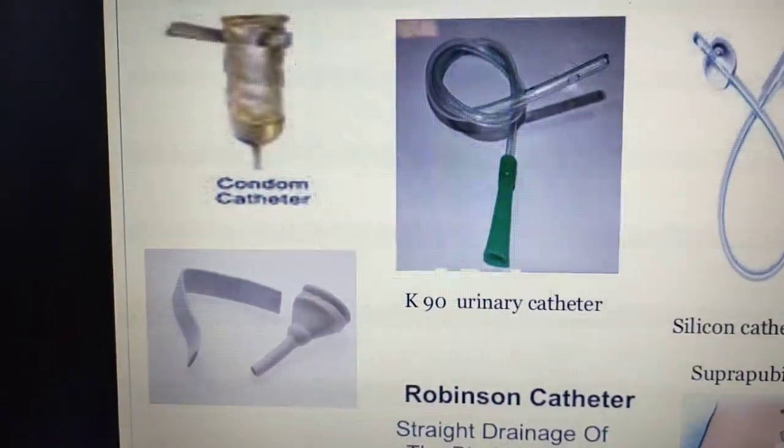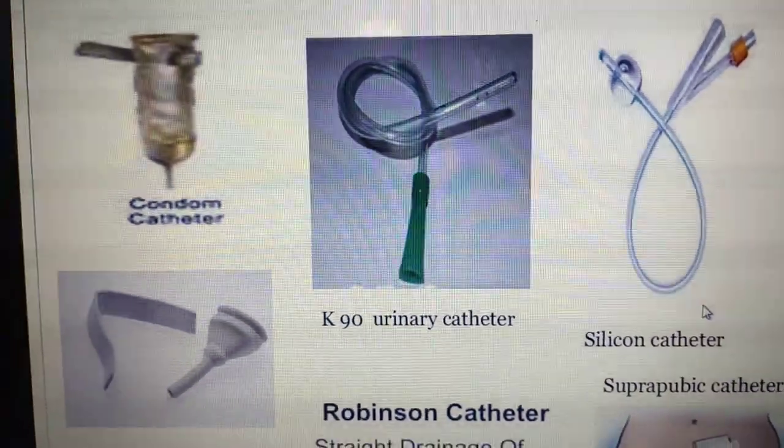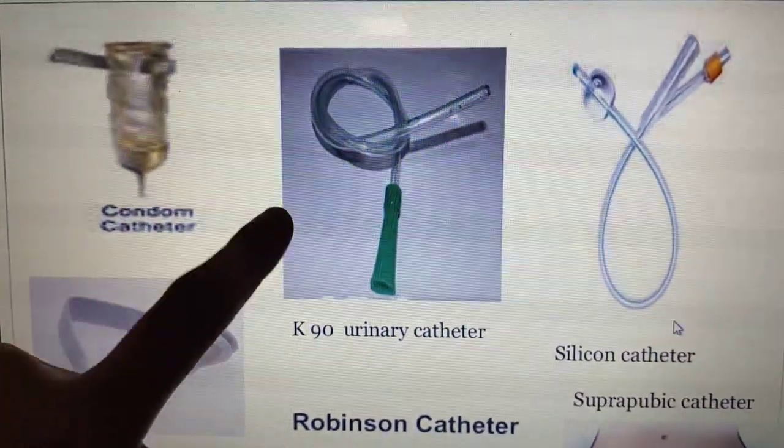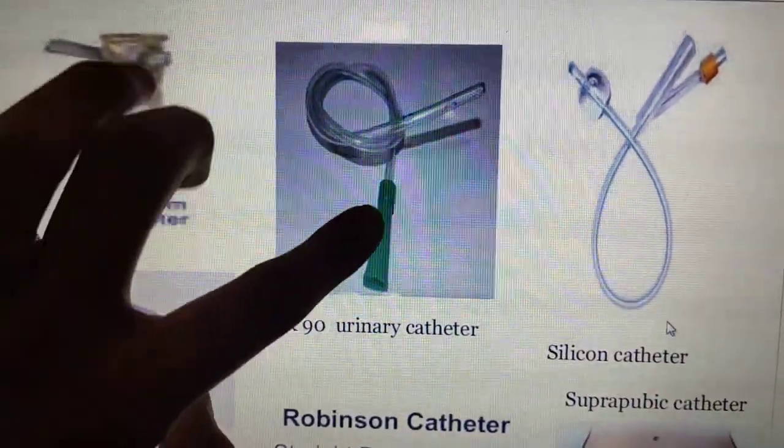And this is the condom catheter. Then the K90 urinary catheter. This is for single use. For collection of a urine specimen, you can use this one. Single use, it is not retained.